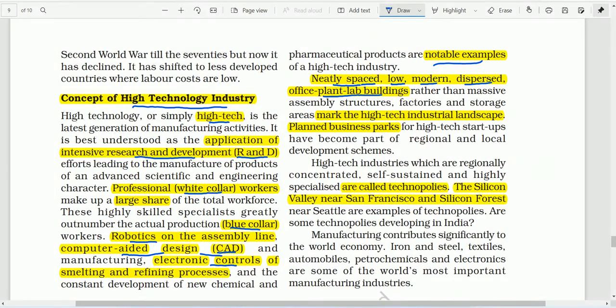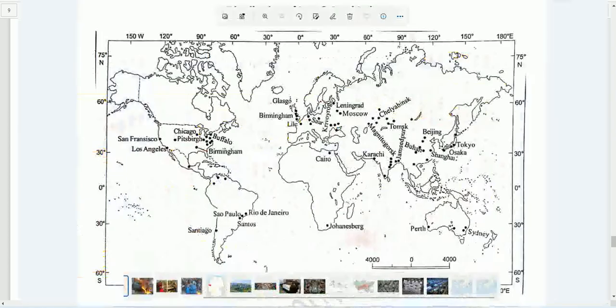So these neatly spaced, low, modern, dispersed, office plan lab buildings mark the high-tech industrial landscape. So this is the landscape of the high-tech industries. Neatly spaced, low, modern buildings are dispersed, and laboratories for research and development work are also there. Then business parks for high-tech startups have become part of the regional and local development schemes. So let me show you some more photographs.